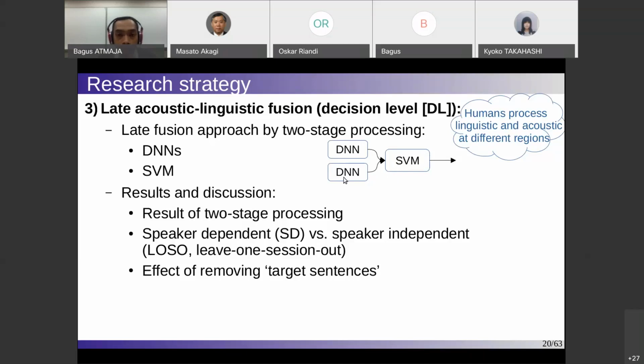And we can discuss some issues here. The first is the difference between 1-stage processing and 2-stage processing. The second one is the difference between speaker dependent and speaker independent. And the last one is the effect of removing the target sentence, because one dataset we use here contains target sentences. It means the same sentence elicited with different emotions. Because that will influence the linguistic information, we remove it.